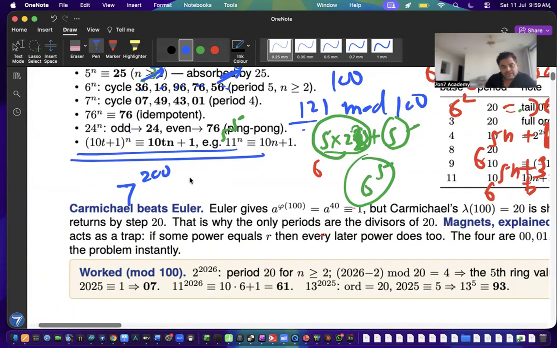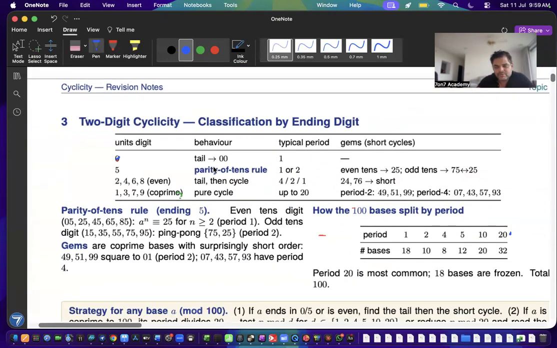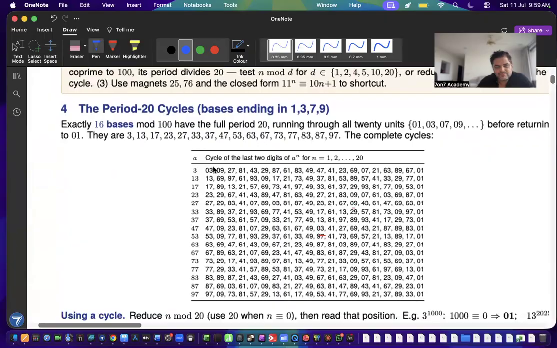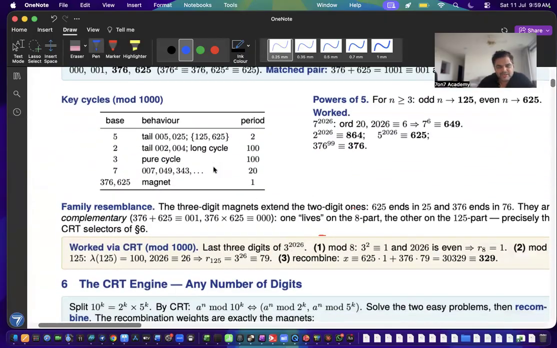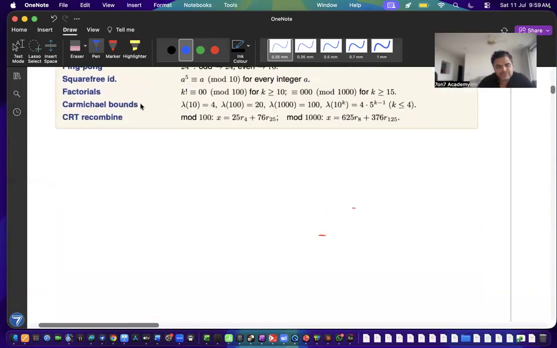If I write 7 raised to 200 and ask what the last two digits of that are, what will you do? You write 7 raised to 4 into something, and 7 raised to 4, the cyclicity is 4. 7 raised to 4 is 2401, so the answer is 01. That's how it is. You have to think about co-prime and a lot of things. I would take half an hour more to explain these functions and how it comes.